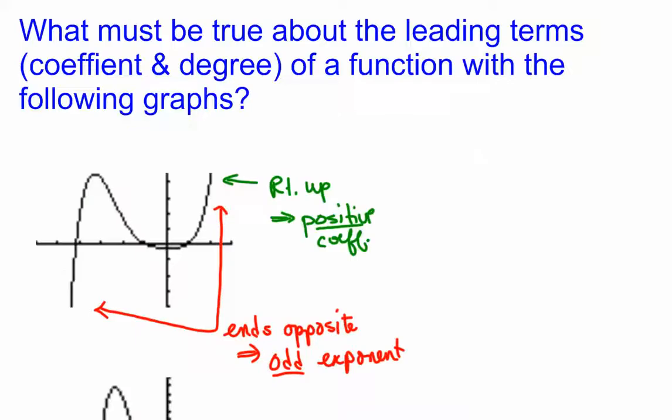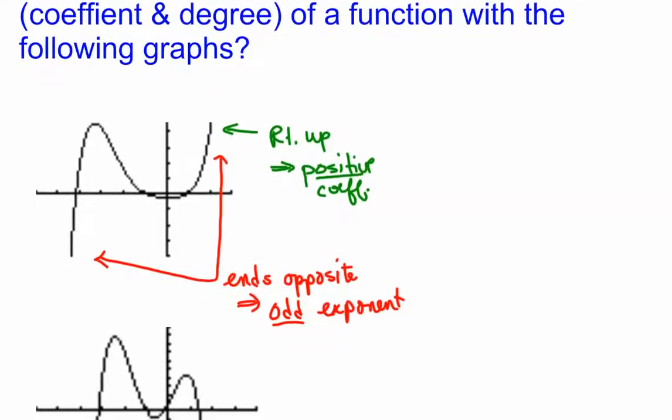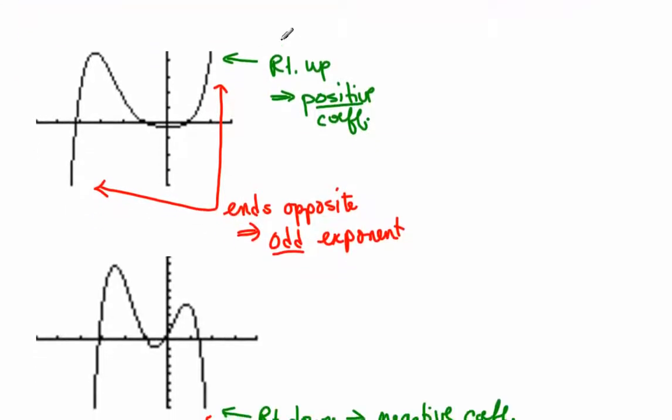All right, what if we go backwards? If I give you a picture, can you tell me something about the leading term? Well, in this one, I'm going to look and I notice that this right side is up, and because this side is up, that's telling me what? My coefficient has to be positive, right? Then I notice my ends are doing opposite things, so the exponent is going to have to be odd, okay? So I can match it up.